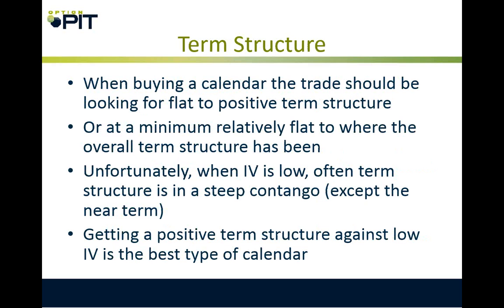All right. When buying a calendar, the trader should be looking for flat to positive term structure. That means the month you're selling is more expensive than the month you're buying, and implied volatility is low. Not always easy to do, because unfortunately, when IV is low, often term structure is in a steep contango, except in the near term. So getting a positive term structure against low IV.